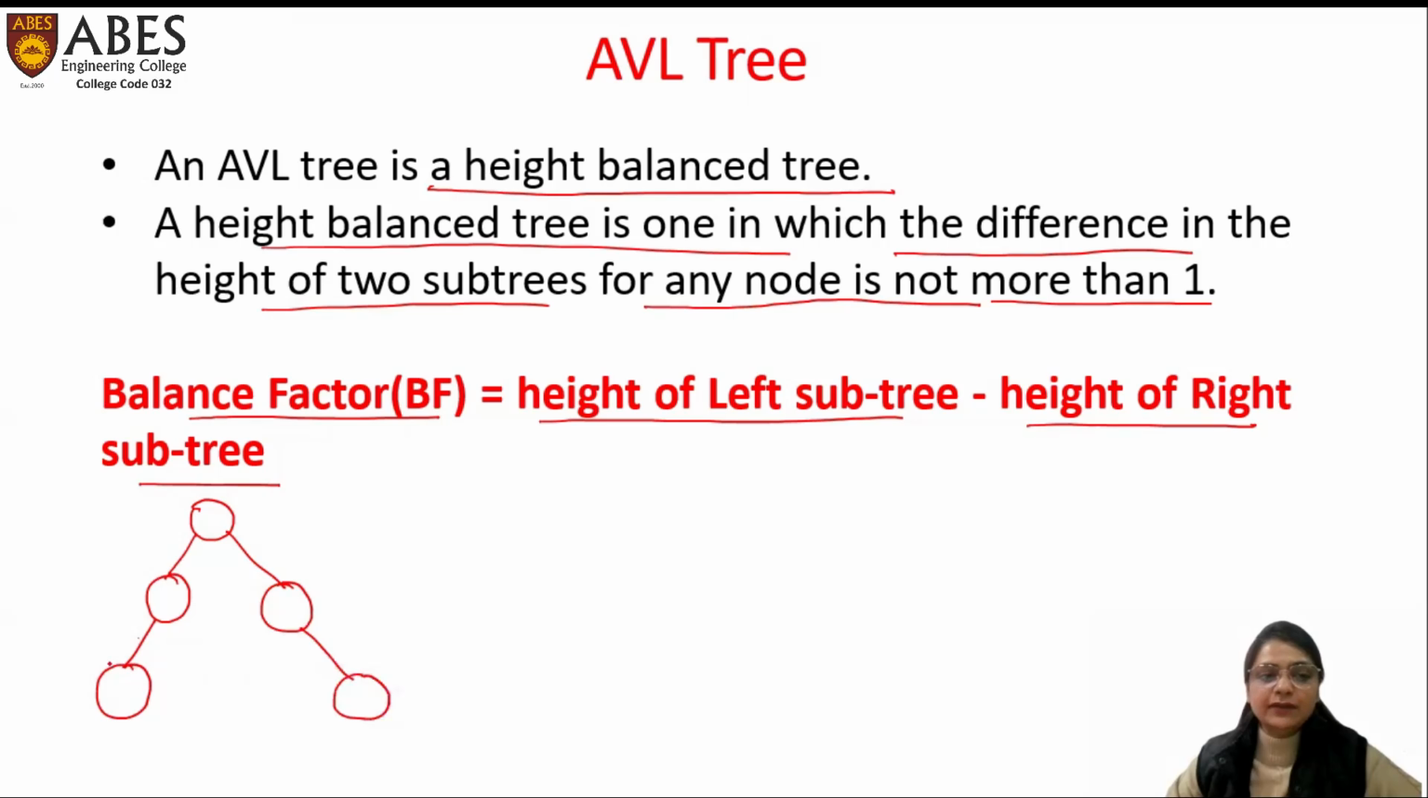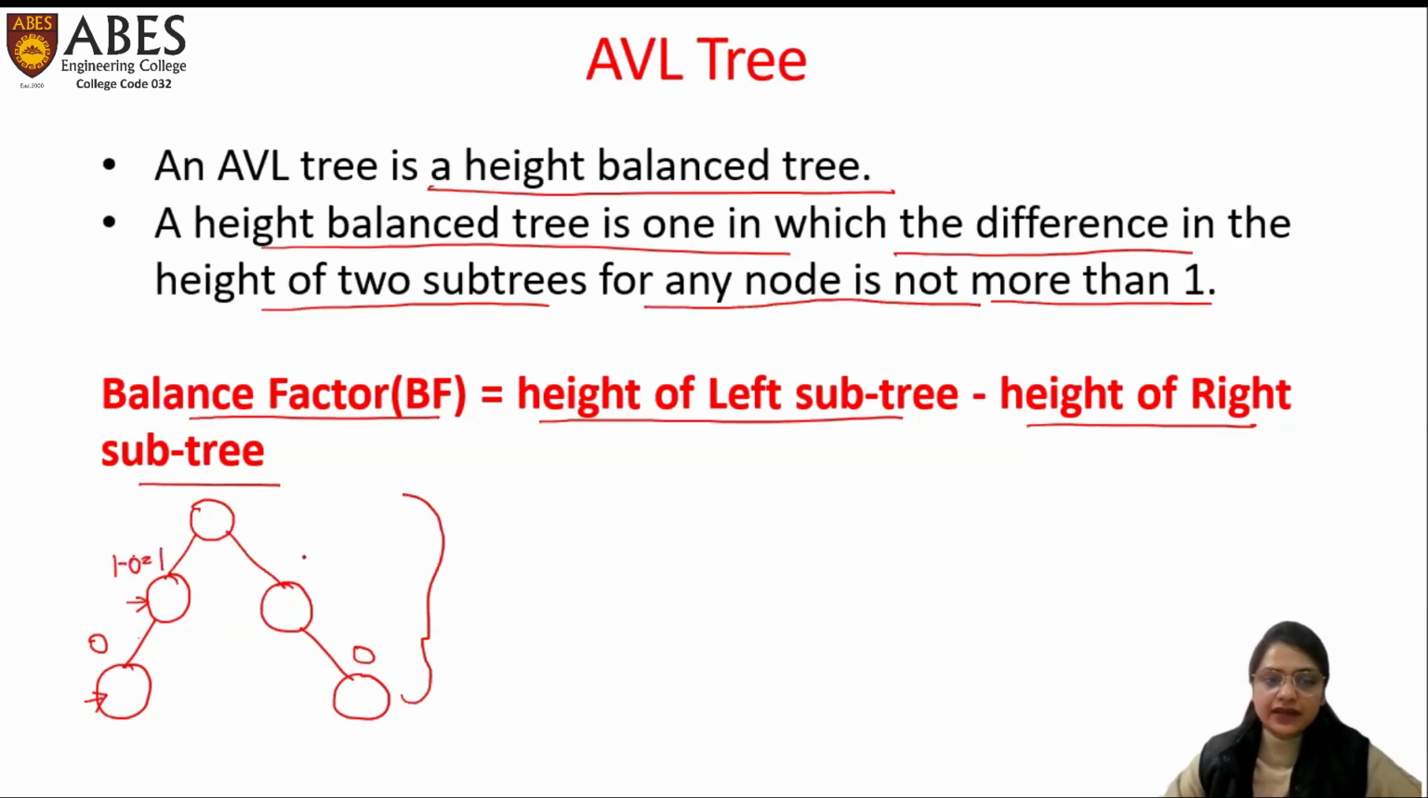I want to calculate the balance factor of each node. We have to calculate it in a bottom to top manner. First, I will calculate the balance factor for this node. It will be given by the height of the left subtree minus the height of the right subtree. As this node does not have any children, the left is 0 and the right is 0, so it will be 0. Similarly, for this node, it will be 0. For this node, it will be the left subtree minus the right subtree. Left is 1 and right is 0. That's why it will be 1 minus 0, which is 1.